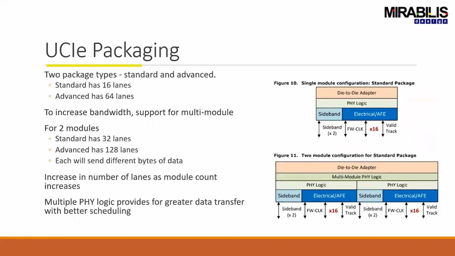A little bit about the packaging, so UCIe is all about the packaging. And this is where exploration starts becoming a challenge. So if you look at it, you have standard package, you have advanced package. If you have multiple modules, you get a different number of lanes versus if you have a single module. If you have multiple PHYs, the logic provides for greater data transfer with better scheduling. But at the same time, it also impacts other things based on the number of protocols and things like those.